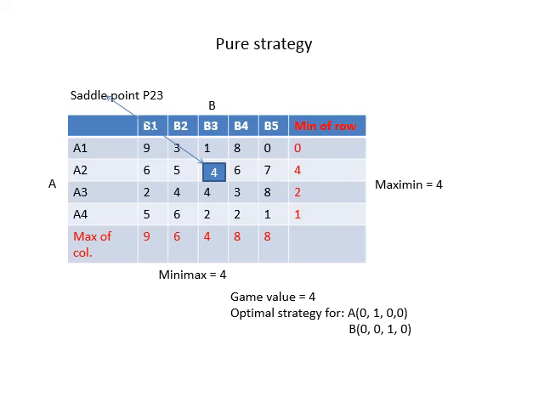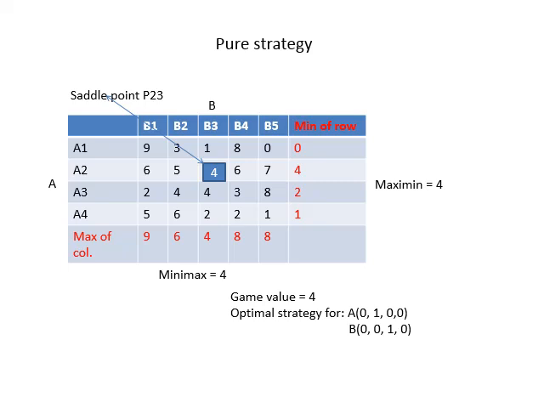Respectively, the condition of saddle point is satisfied and the game value equals 4. The saddle point is 2 and 3. 2 because of A2, 3 because of B3.